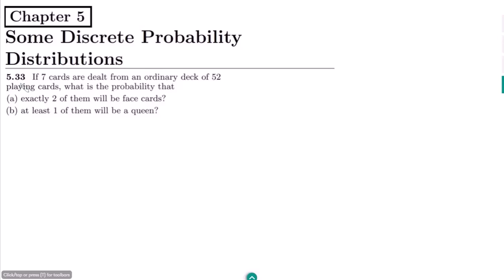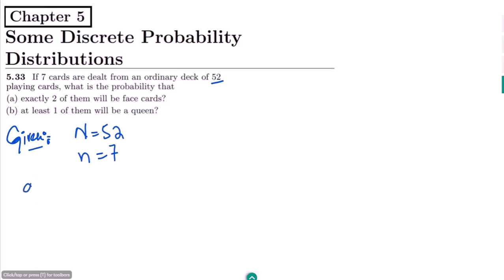This is question 5.33, and the statement of this question is, if 7 cards are dealt from an ordinary deck of 52 playing cards, what is the probability that A, exactly 2 of them will be face cards, B, at least one of them will be a queen? The total number of cards are 52, from which we will have to sample 7 cards.